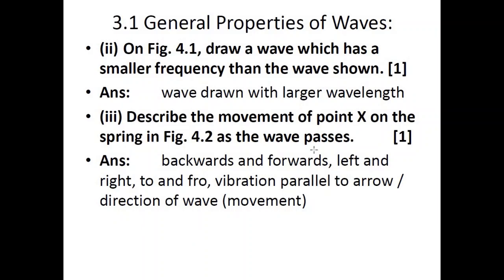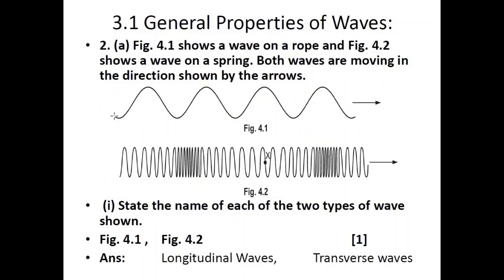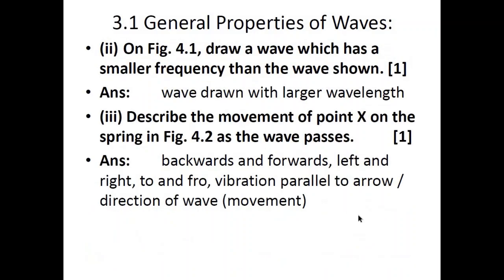Draw a wave which has a smaller frequency than the wave shown. For showing a smaller frequency, we would dilate the curve like this. Right now it is showing 1, 2, 3, 4 complete waves. So draw 2 or 3 complete waves, fewer than 4, something like this. So that the frequency would be less. Lower frequency means fewer waves produced. So simply extend the wave like this and it would be a lower frequency.